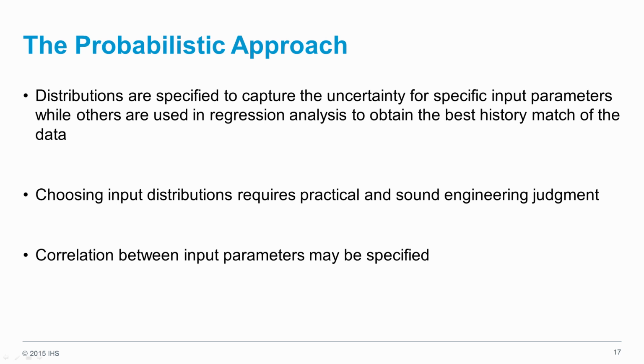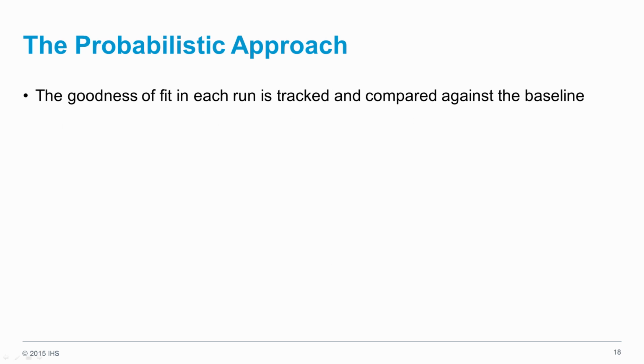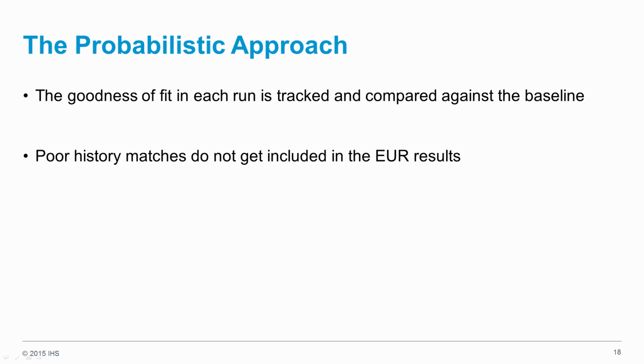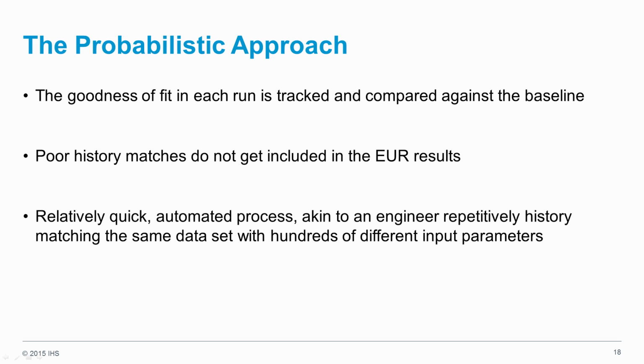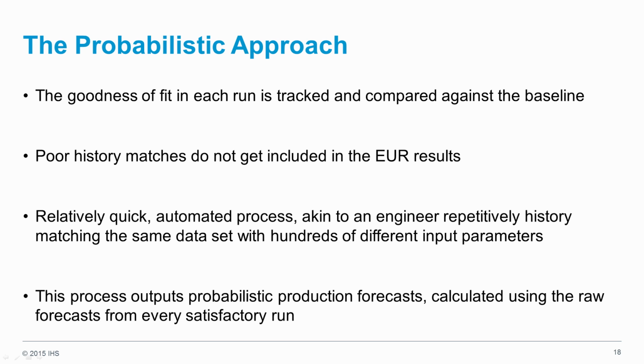Correlations between input parameters can also be specified. The goodness of fit in each run is tracked and compared against the baseline. By doing this, we can discard poor history matches so they are not included in our results. This process is relatively quick and automated, and it is akin to an engineer repetitively history matching the same data set with hundreds of different input parameters. The output of this process is probabilistic production forecasts, which are calculated using the raw forecasts from every satisfactory run.